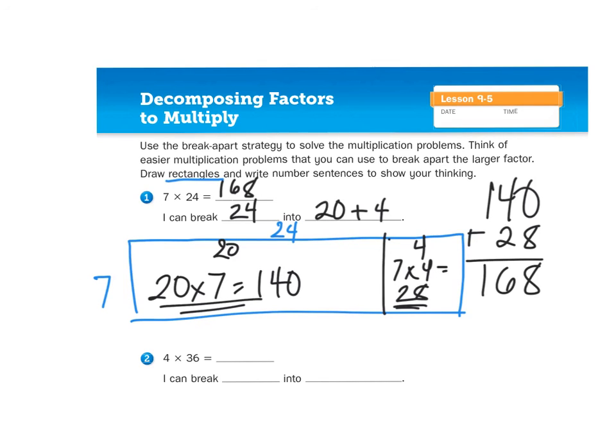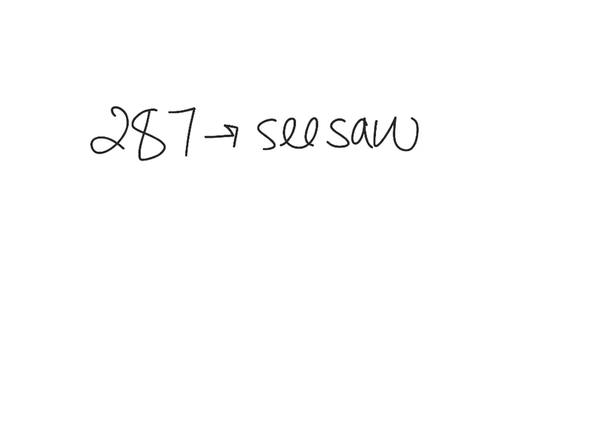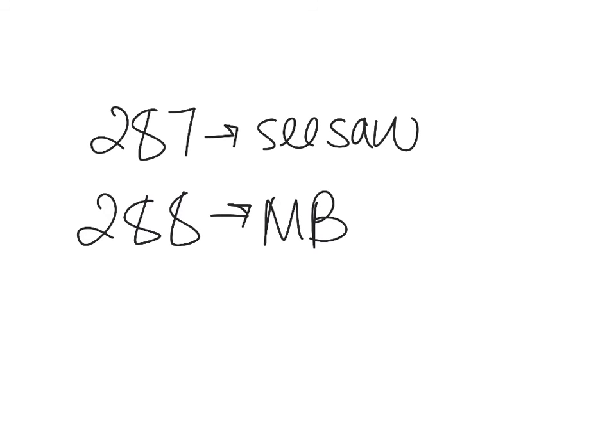What you are going to do today is you are going to finish page 287, and then you're going to post it to Seesaw. I'll have an assignment there for you. You're going to do page 288, which is the math box, and you do not need to put it on Seesaw. And then you are also going to do your home link 9.5, and you don't have to put that on Seesaw. Tomorrow, we're going to extend this to even bigger multiplication problems. Good luck.